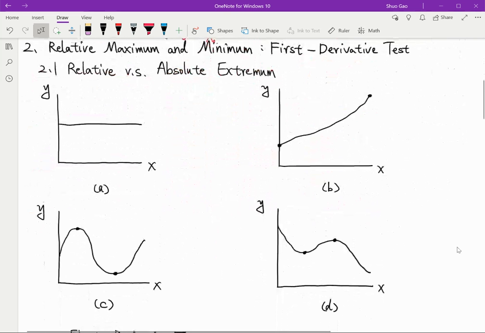And then we can talk about something called relative and absolute extreme. So here we have 4 graphs. For the first graph, y is a constant function. Suppose this is a, right? So we can write this function as y equals a.